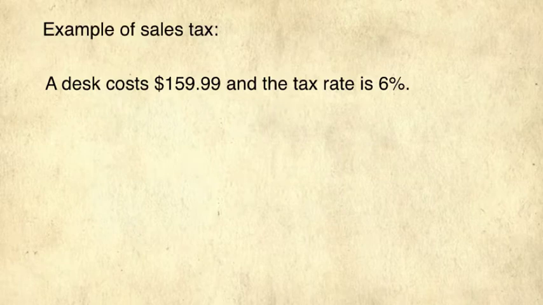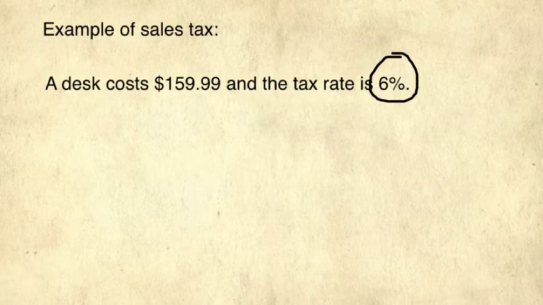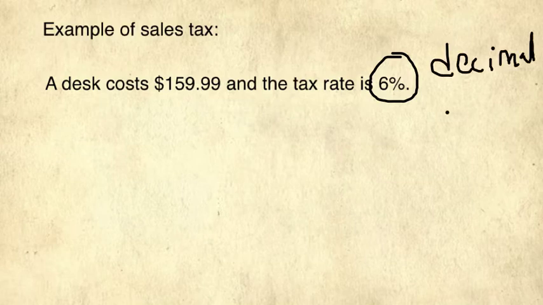Okay, so let's look at our first example. We have a desk that costs $159.99, and there's a tax rate of 6%. And we want to find the tax. What is the exact tax? What do we have to do with the 6% before we can set up our problem? Well, we have to change it to a decimal. So the decimal of 6% is 0.06 because I go two places to the left.